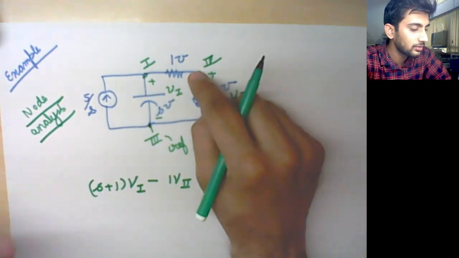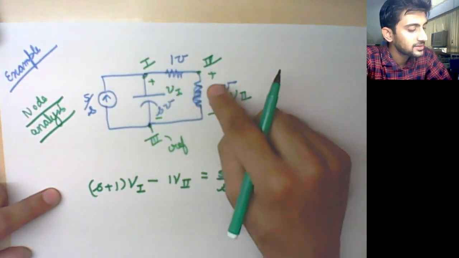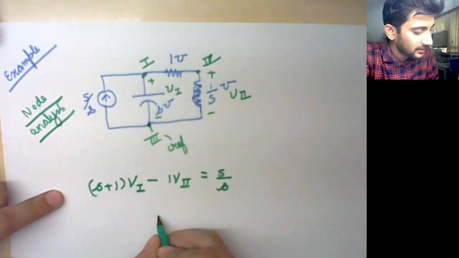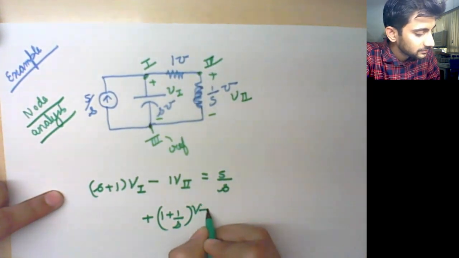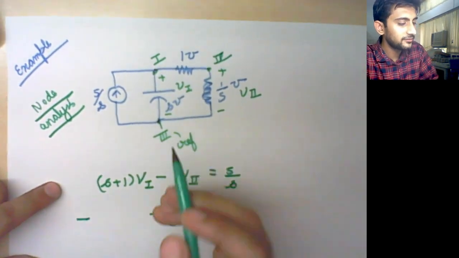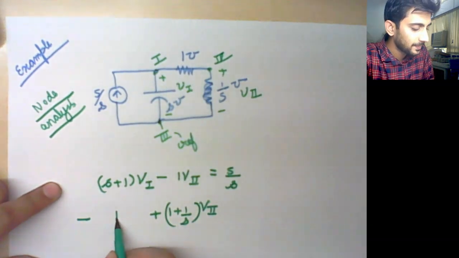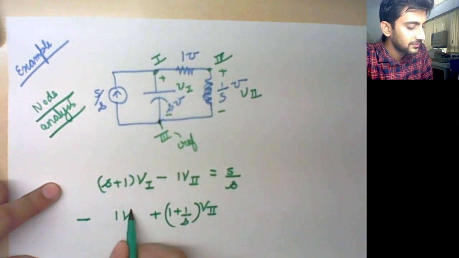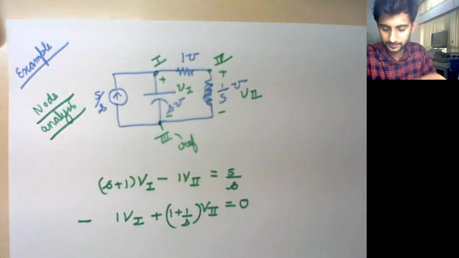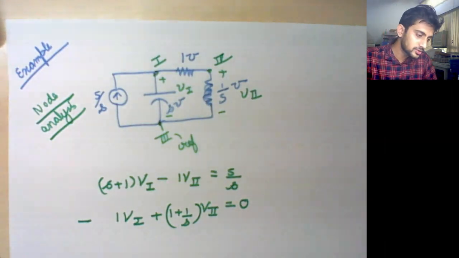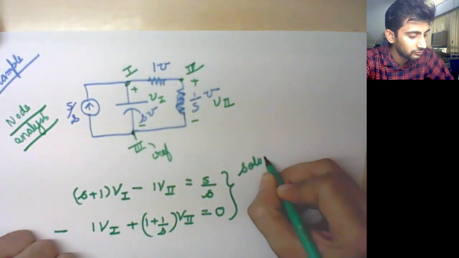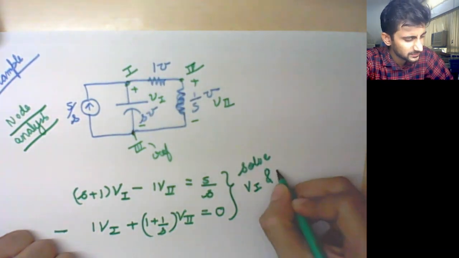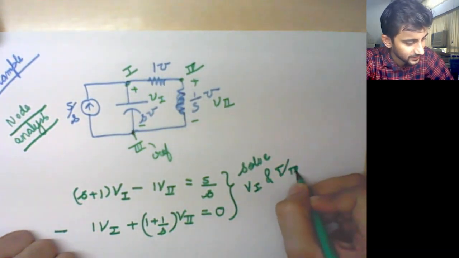Similarly, for the second node, I can write the sum of admittances, which is 1 by S plus 1. So I can write (1 plus 1 by S) V second, with a negative sign, what is common between second and first, 1 times V first, equals 0. And when you solve for V1 and V2 using these two equations, you have to solve for V first and V second.